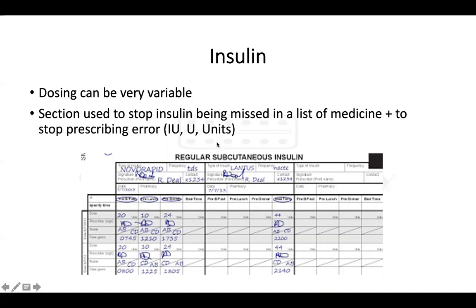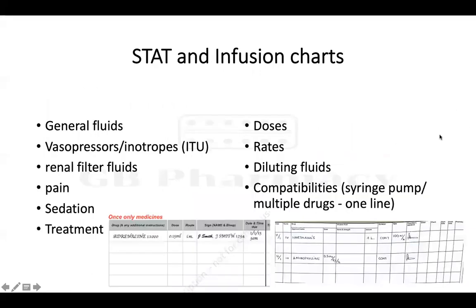A key thing with this is making sure that the units are prescribed correctly. Most of these charts have it already inputted, so you just put in the number to reduce that risk. But if they are prescribing, make sure the units are written out in full and not IU, because that can sometimes be mistaken for letters or numbers, even 1 and 0. And again, this is checking the blood glucose alongside this to make sure they're in range.